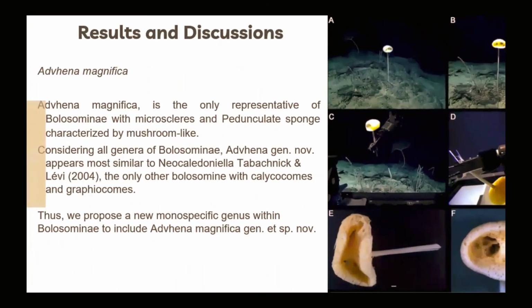The last one is Advena magnifica, or the ET sponge. Advena magnifica is the only representative of Bolosominae with microscleres and a pedunculate sponge characterized by a mushroom-like shape. Considering all genera of Bolosominae, Advena appears most similar to Neocaledoniella Tabachnick and Levi, the only other Bolosomine with calycocomes and graphiocomes. Thus, they propose a new monospecific genus within Bolosominae to include Advena magnifica.